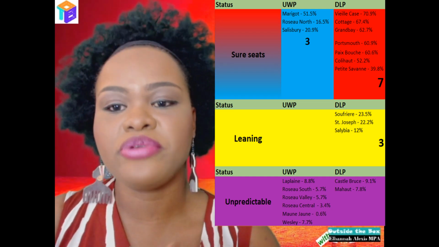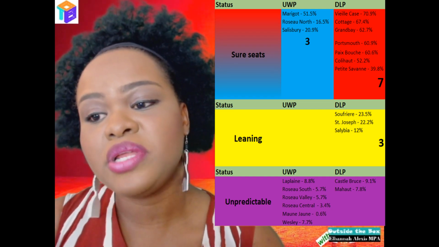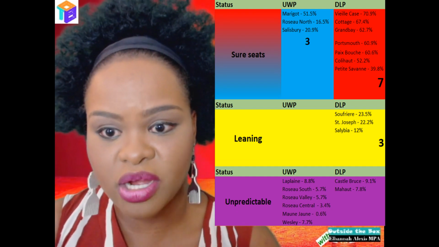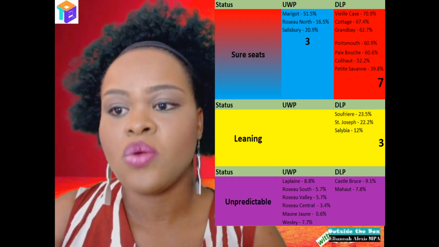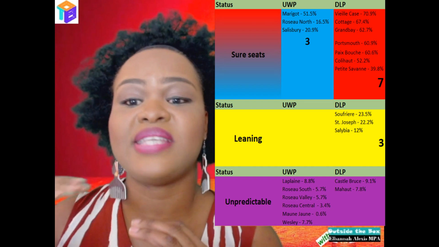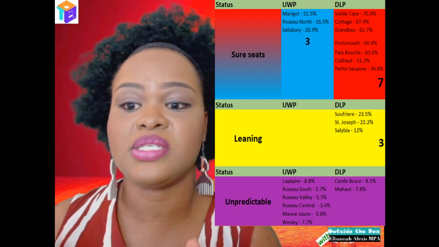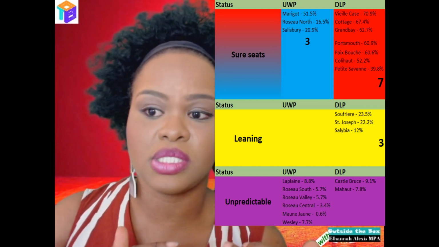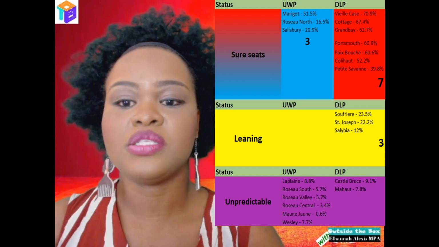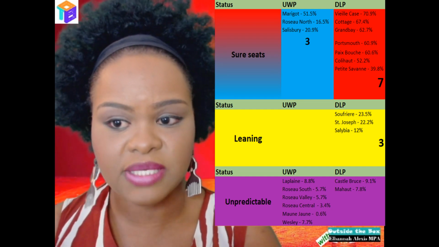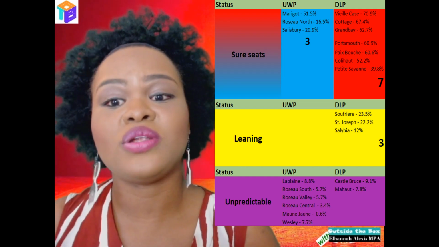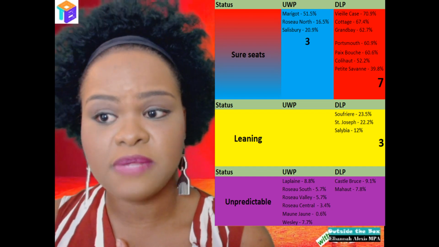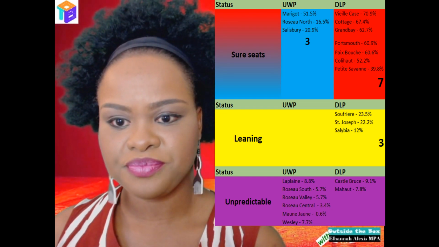Then we look at the unpredictable constituencies. Now, these unpredictable constituencies are those constituencies that were won with less than 10% margin. Now, if we look at the sure seats and leaning seats, we can see that the DLP could have 10 seats already before we consider the unpredictable seats. The United Workers' Party could have 3 seats, or they could have 4 seats based on whether the Salibia constituency people are mad enough at the Dominica Labour Party. However, based on the current situation, we have 3 seats for the United Workers' Party, and we have 10 seats for the Dominica Labour Party.